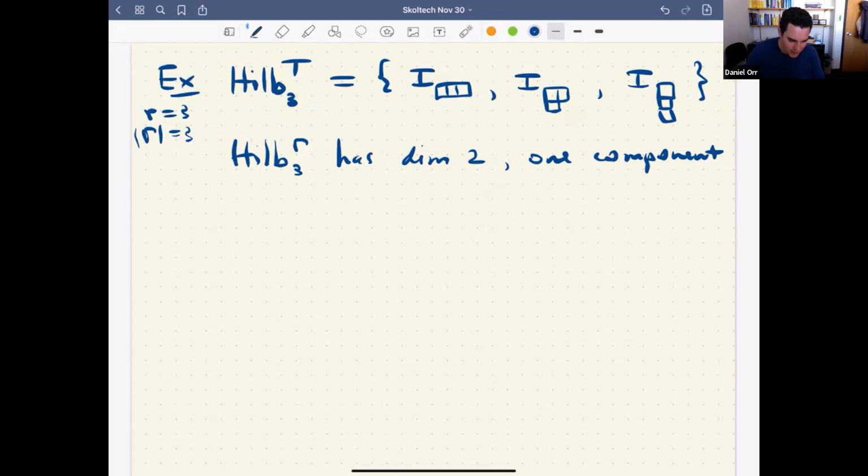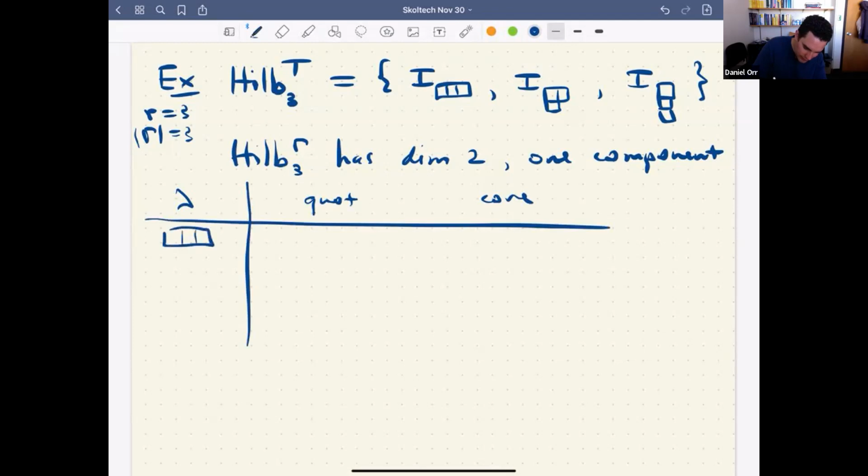And what you have is, for each of these, we have the quotient and the core. The core is always actually the empty partition for these. The way you get the three core is you start with your partition and you remove ribbons of size three. A ribbon is a connected skew shape that has no 2x2 squares. In fact, each of these partitions is a ribbon, so you can remove a ribbon of size three from each of them. To get to the core, you keep doing that until you can't anymore. So you can get down to the empty partition.